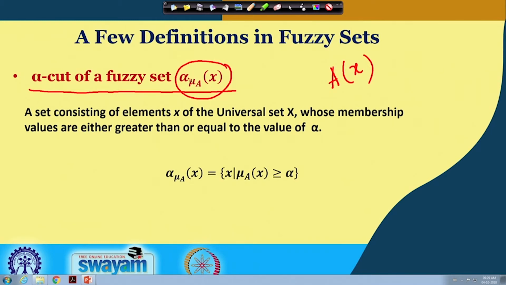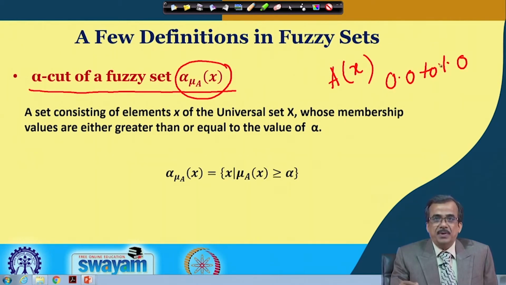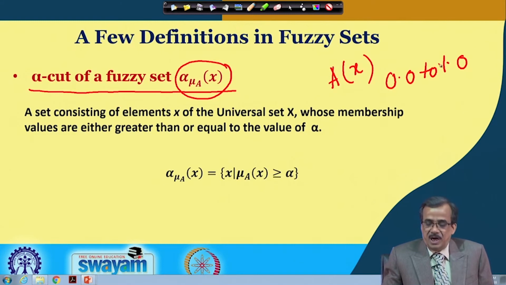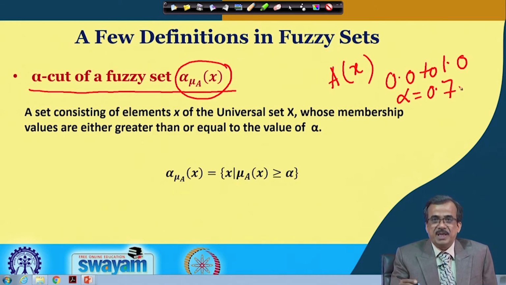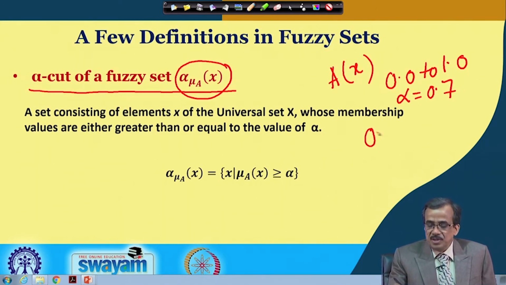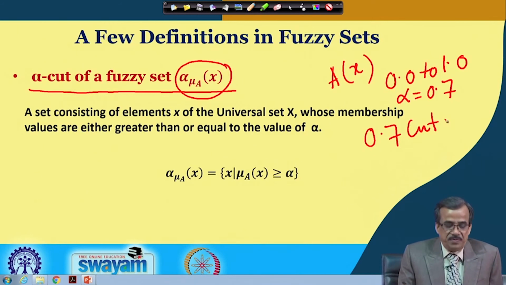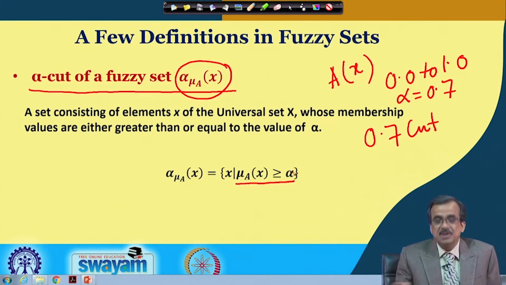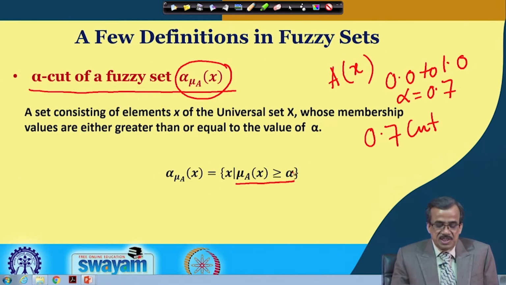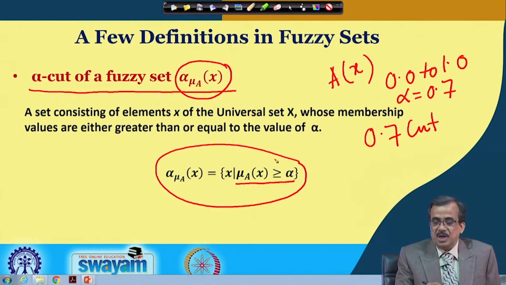Now, the value for this particular alpha will vary from 0.0 to 1.0. Now, if I insert a particular value for this alpha, for example, say alpha equals 0.7, truly speaking, I am just going to find out what should be the 0.7 cut of a particular fuzzy set. Now, let us see how to define. Now, this alpha cut of a fuzzy set, which is represented by alpha mu A(x), is nothing but x such that mu A(x) becomes greater than or equal to alpha. So, this is actually the definition for this particular alpha cut.